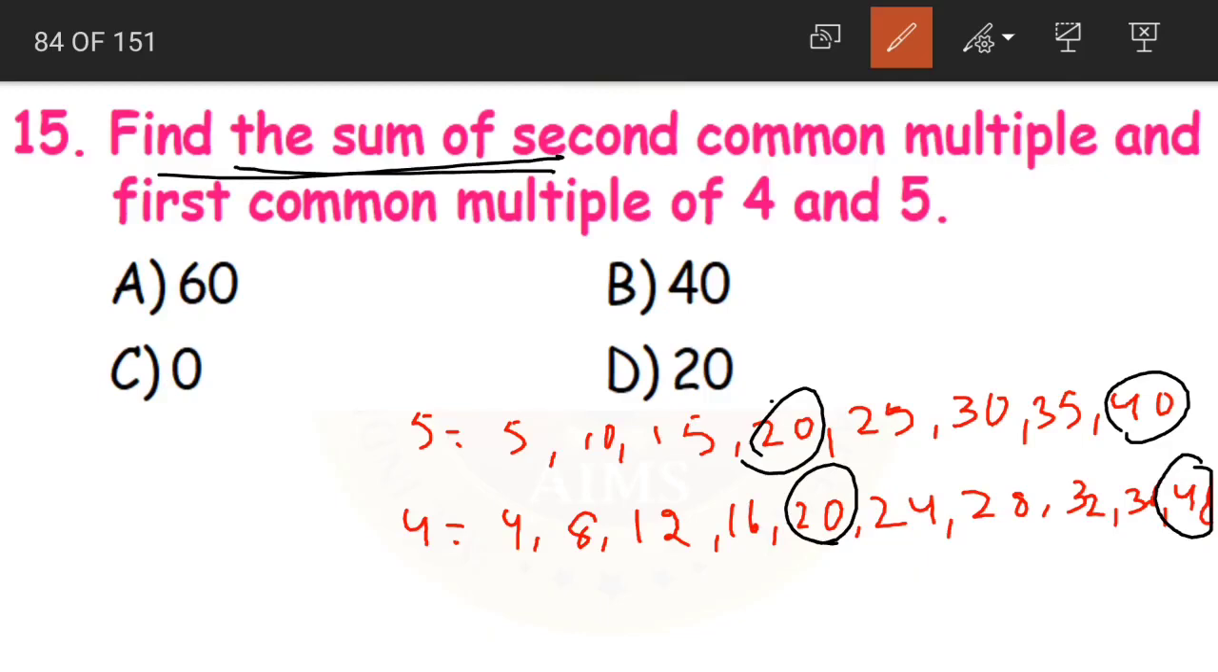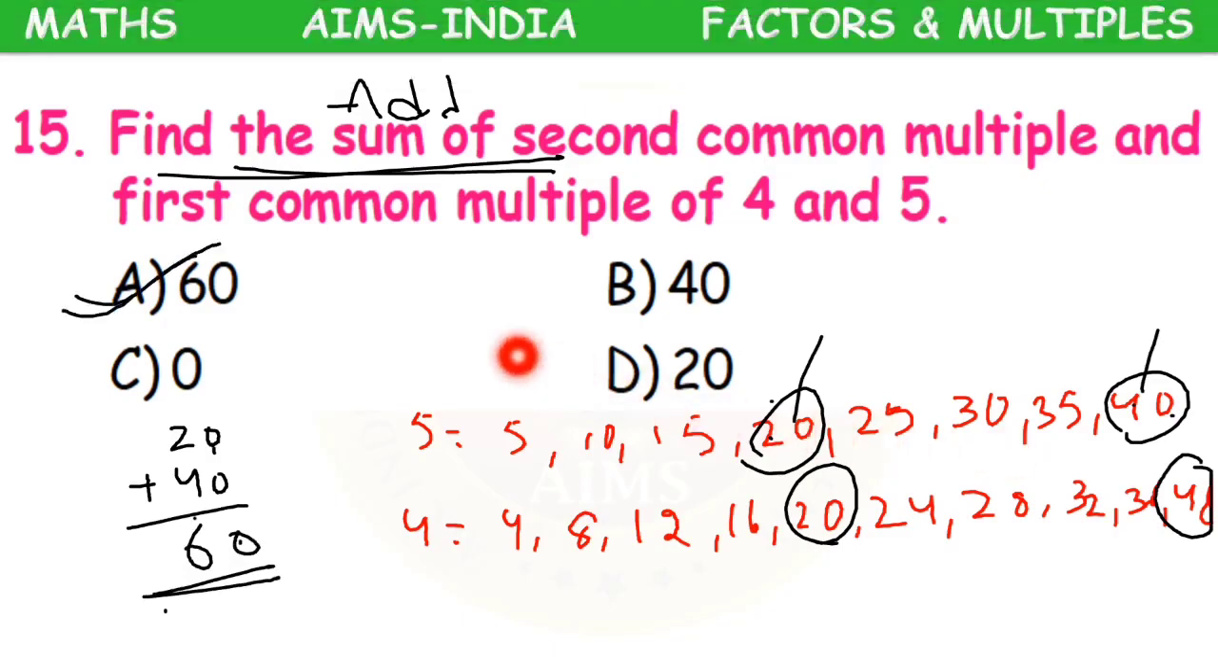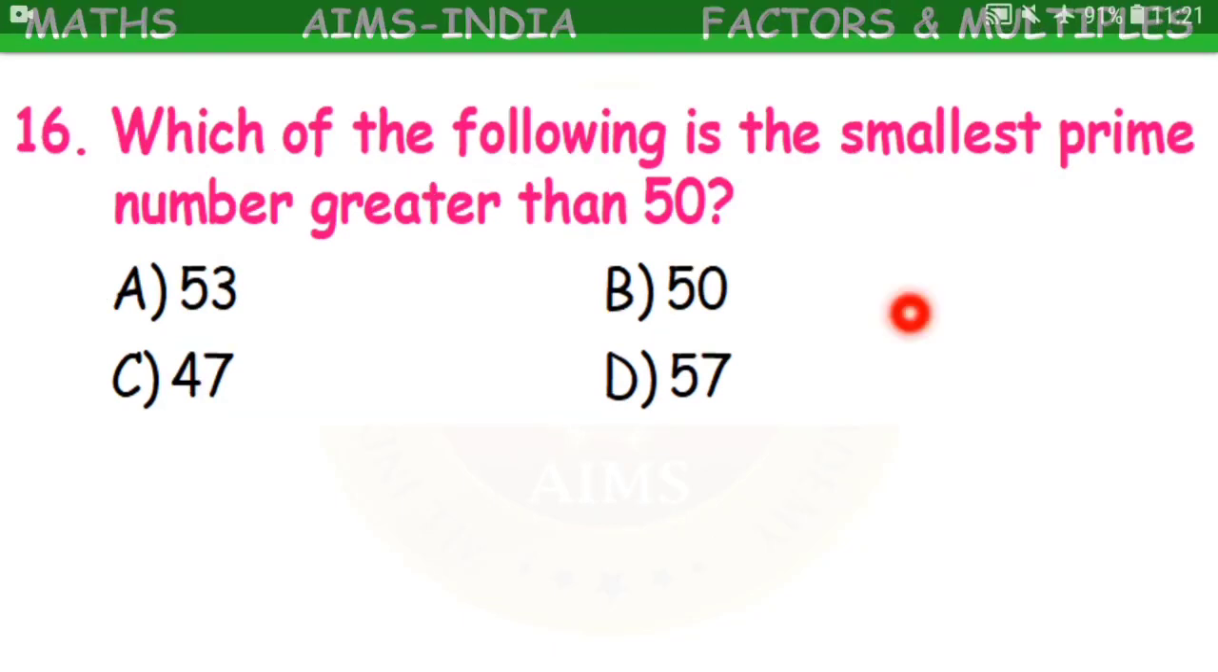Sum means nothing but we have to add our first and second common multiples, 20 and 40. 20 plus 40 will give us 0 plus 0, 0, 4 plus 2, 6. So 60 is the sum of the first and second common multiples of 4 and 5. Understood, children? Yes. Now coming to question 16.